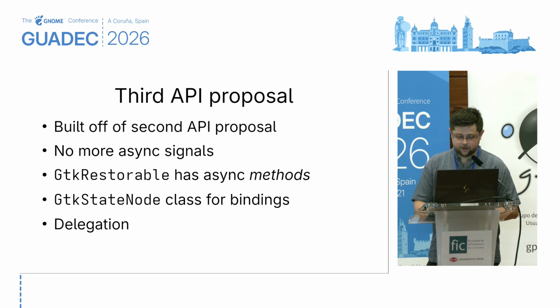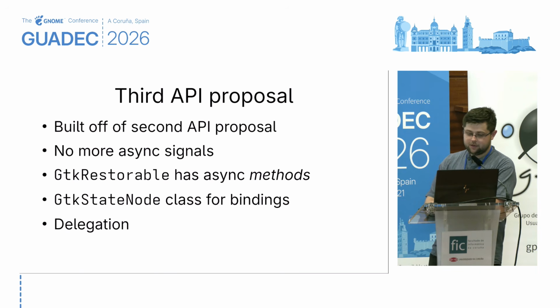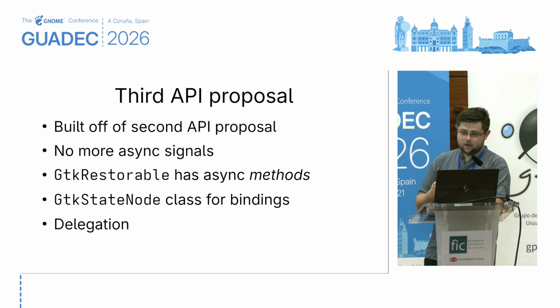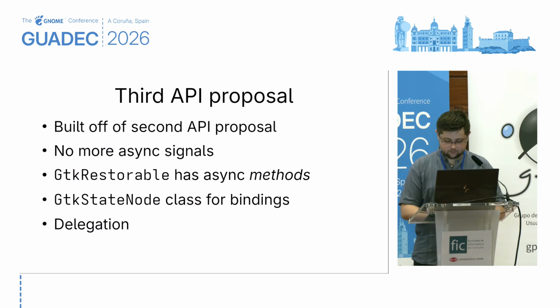And the big feature here to make this nicely usable is delegation. So you can implement a GTK restorable on your class, but internally you can have a GTK state node. And if you want to implement GTK restorable for yourself, you could just delegate the implementation to the GTK state node. So this way, we get the benefits of the second API without using async signals.